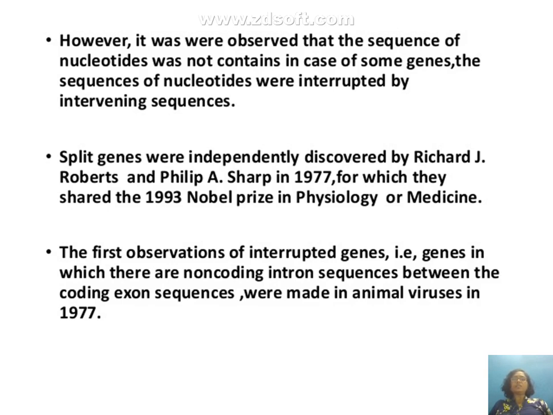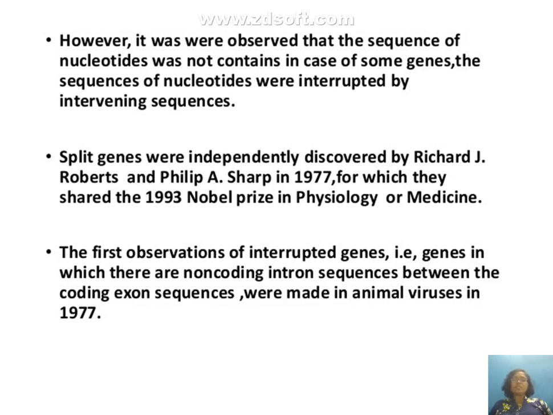So, how was this discovery made? The split genes were independently discovered by Richard J. Roberts and Philip A. Sharp in 1977, for which they shared the Nobel Prize in Physiology and Medicine in 1993. The first observation of interrupted genes, that is, genes in which there are non-coding intron sequences between the coding exon sequences, was made in animal viruses in 1977. This is about the history of split genes, how they were discovered.